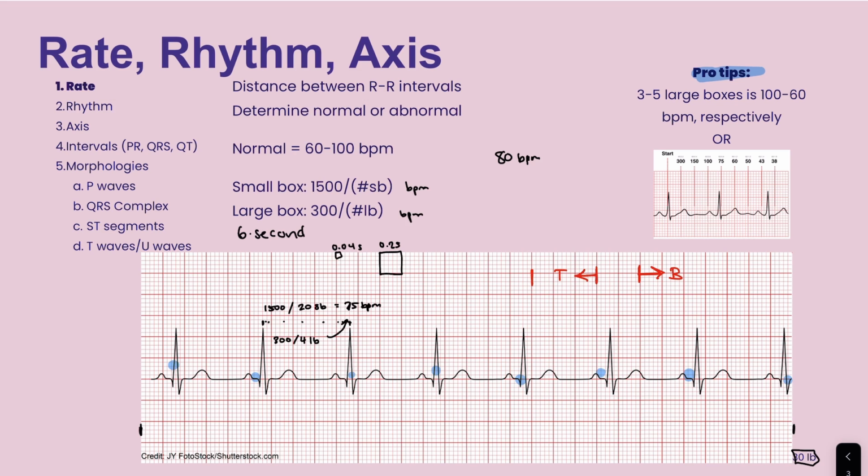Another way that people tend to approach this is by memorizing this number pattern. We have 300, 150, 100, 75, 60, 50, 43, 38. So you know if you start here at this R peak, and the next one is 1 large box apart, that it would be 300 beats per minute. If it's 2 apart, that's 150. 3 apart gives us 100, 4 is 75, and so on, so forth.